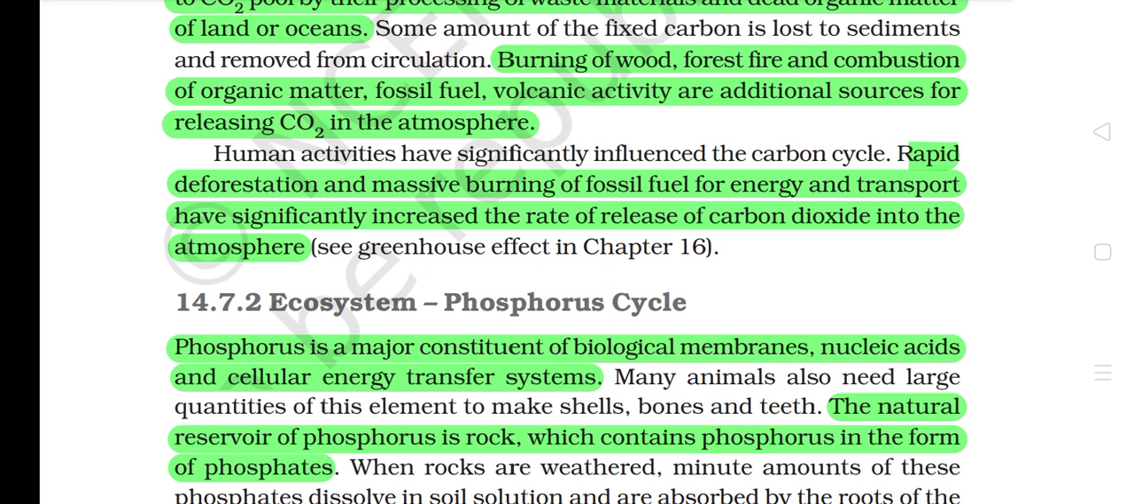Rapid deforestation and massive burning of fossil fuel for energy and transport have significantly increased the rate of release of carbon dioxide into the atmosphere. Ecosystem. The phosphorus cycle.